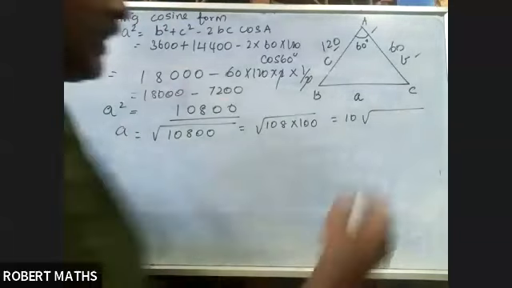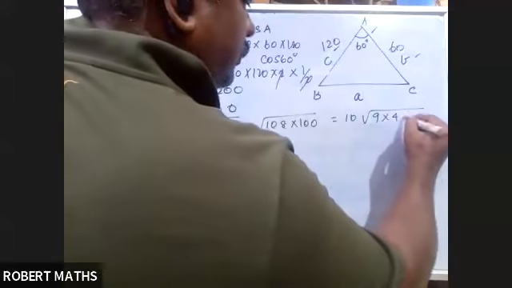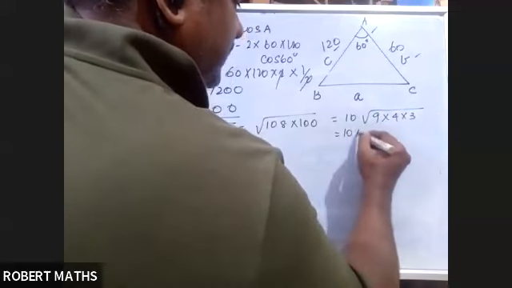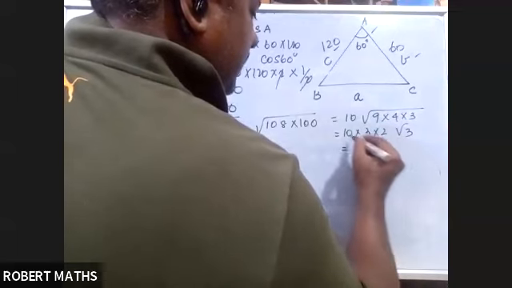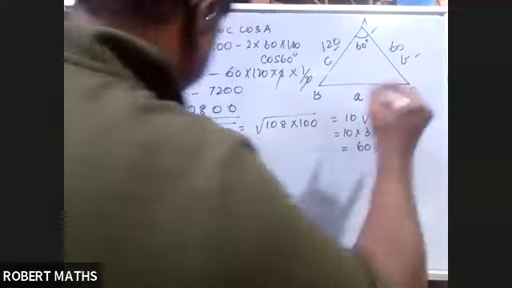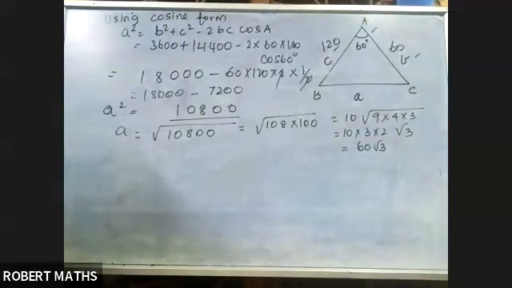We can write this as 9 into 12, or 9 into 4 into 3. Square root of 9 is 3. Square root of 4 is 2 into root 3. 6 into 10, 60 root 3. We'll get A is equal to 60 root 3. So this is the value of A.